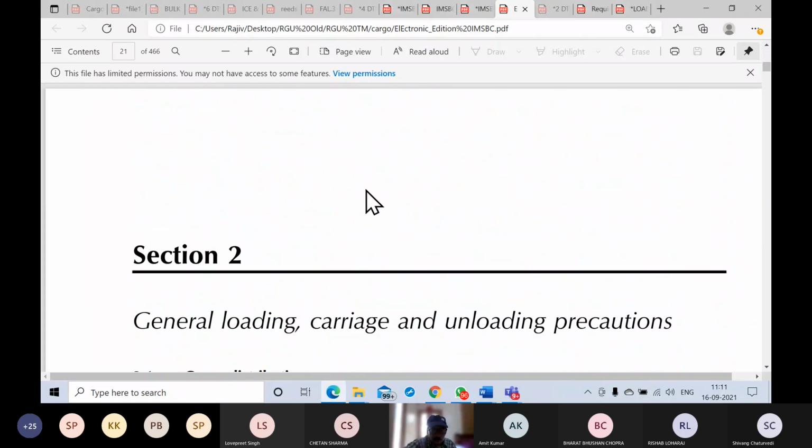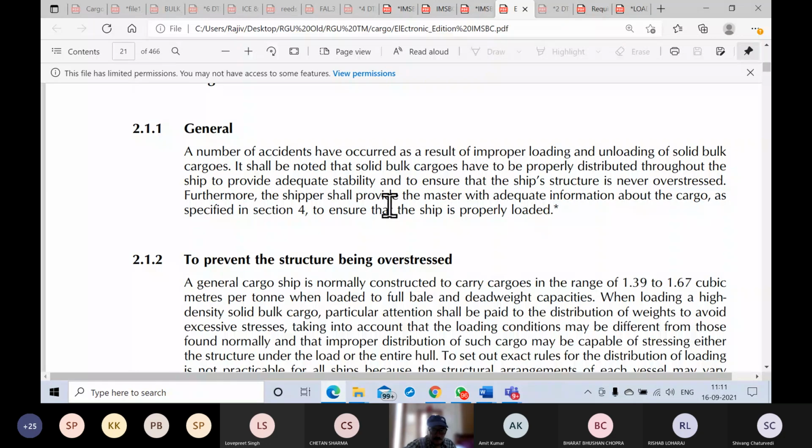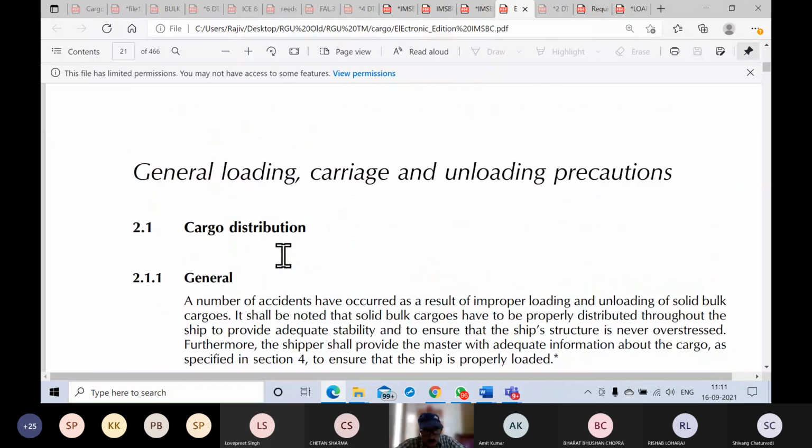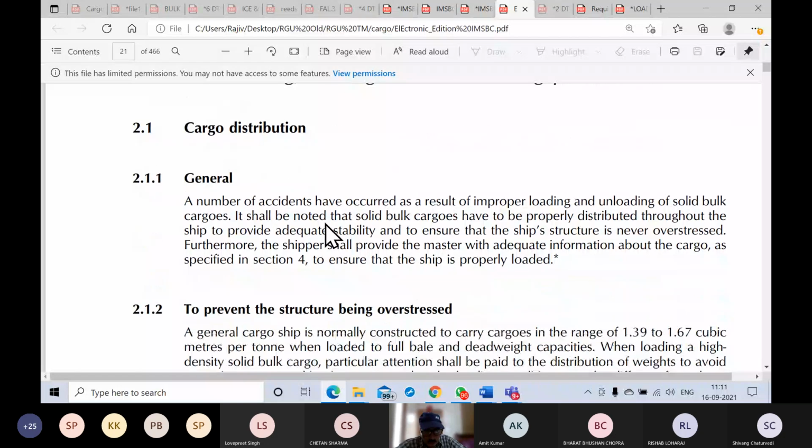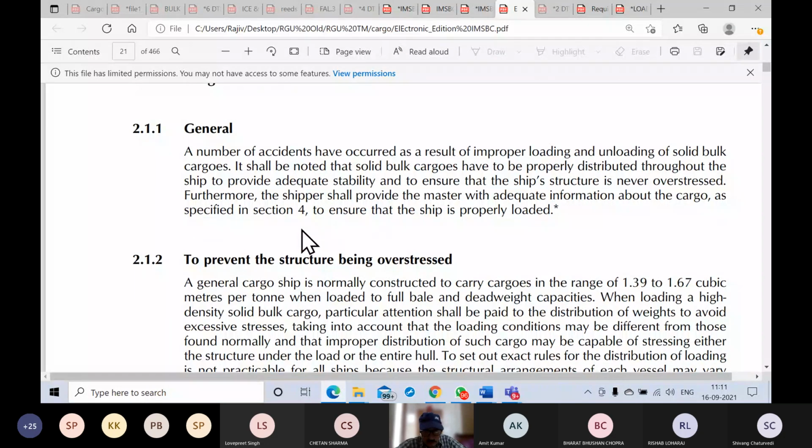Let's have a small look at this also. When you're talking of damages due to bulk cargo, when you're talking of detrimental effects of improper loading, then you can refer to this. You can refer to IMSBC and say section 2, general loading, carriage and unloading precautions, talk about the number of accidents due to improper loading and unloading of solid bulk cargo.